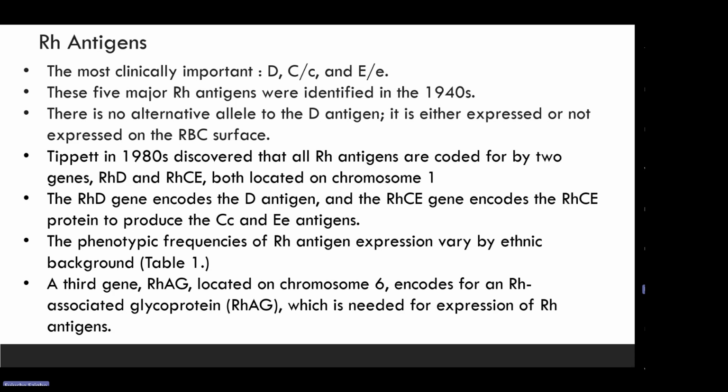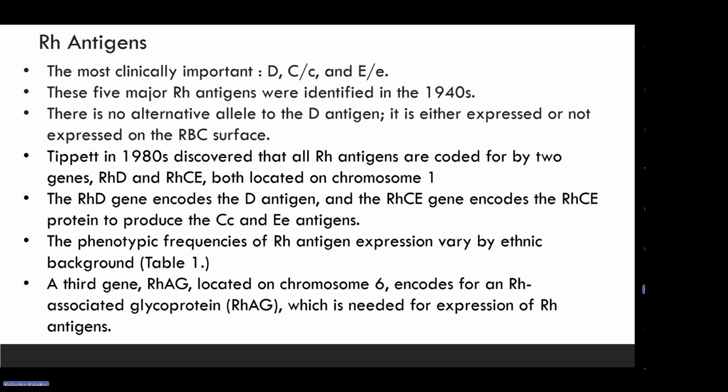There are no alternative alleles to the big D, okay? It is either expressed or not expressed on the red blood cell surface. Tippett in 1980 discovered that all rhesus antigens are coded for by 2 genes, the rhesus D and rhesus CE, both located on chromosome 1. The rhesus D gene encodes the D antigen, and the rhesus CE gene encodes the rhesus CE proteins to produce the big C and small c, and also the big E and small e antigens. So you can see the slide is explanatory.